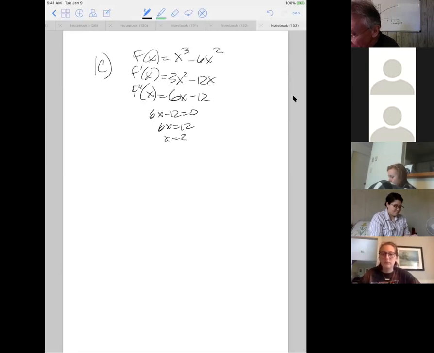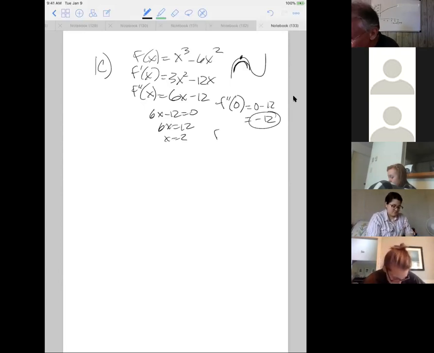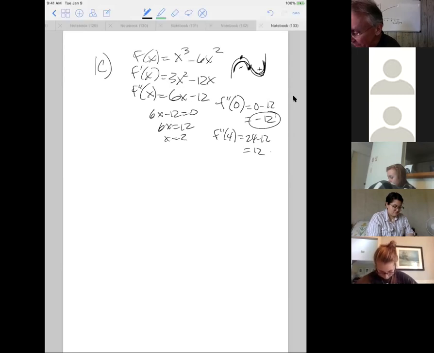We've got the second derivative here. I want to take the second derivative at the first critical number, which is 0. We get 0 minus 12, which is equal to negative 12. That's negative, so that confirms that at 0 we're concave down. And when we plug in the 4 into the second derivative, we get 24 minus 12, which is 12, which is positive, and that means it's concave up. The point where it changes is the point of inflection, and that is at x equals 2.